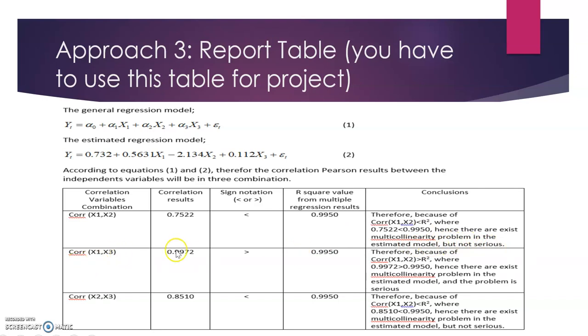Let's talk about the second example. Correlation between x1 and x3 compared with the R square result. Here, the correlation is 0.9972, which is larger than the R square of 0.9950. As a conclusion, because the correlation of x1 and x3 is larger than R square, where 0.9972 is larger than 0.9950, there exists a multicollinearity problem in the estimated model, and the problem is serious.